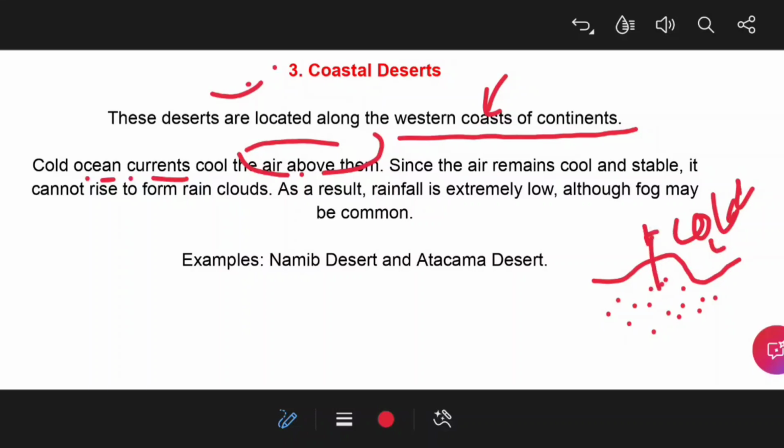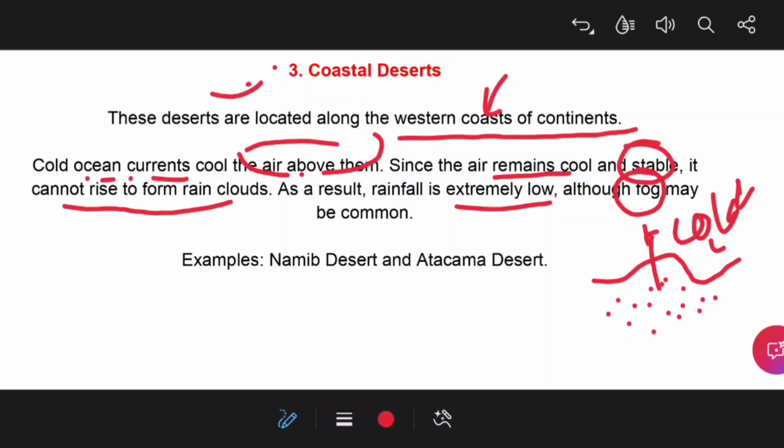As I have already discussed, if the air becomes dry, it will not carry any moisture, and if it does not carry any moisture, it will not be able to precipitate as well. So these ocean currents cool the air above them. Since the air remains cool and stable, it can't rise to form rain clouds, and that will result in extremely low rainfall. But one common thing is fog, you can observe the fog right here.